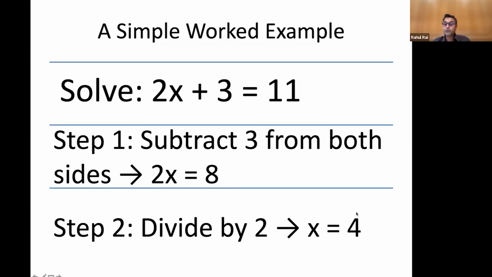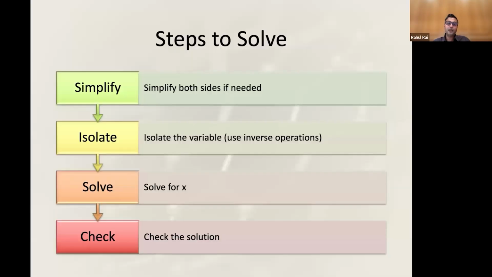Now I'm going to use the checking approach. So I will substitute this 4 here. 2 times 4 is 8, plus 3, that is going to be 11. And since that 11 is equal to 11, I know this solution is right. So that is an example where we are implementing all 4 steps to solve this very simple problem.